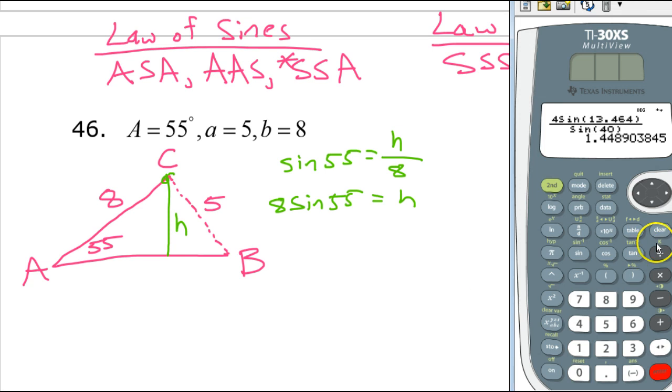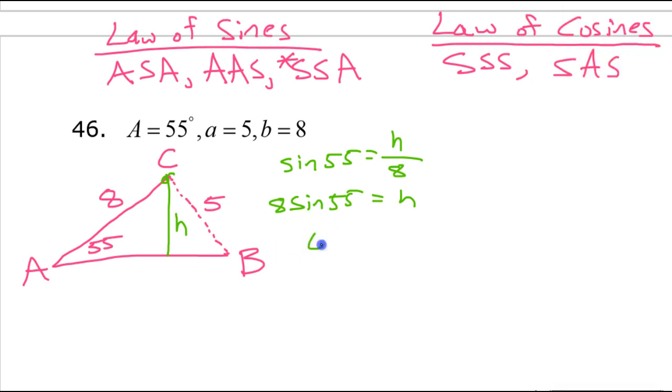So let's figure out what that is. 8 sine 55. Oh my goodness, guys, look what's happening. So this is 6.553. That's the height. I'm just going to shorten that to 6.6 for now. So the height is 6.6, but the rope is only 5.